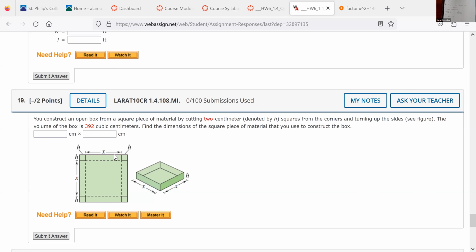This is a little harder. It's kind of outside the box, I guess. Construct the open box from a square piece of material, cutting 2 centimeters. Okay, so they're cutting out all these little pieces.